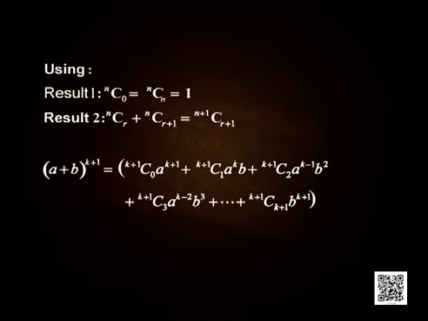So, using both the result 1 and 2, this expansion gets rewritten as (k plus 1)C0 a to the power k plus 1 plus (k plus 1)C1 a to the power k times b plus (k plus 1)C2 a to the power k minus 1 b squared plus so on, and the last term is (k plus 1)C(k plus 1) b to the power k plus 1. So, isn't that what we were aiming at?